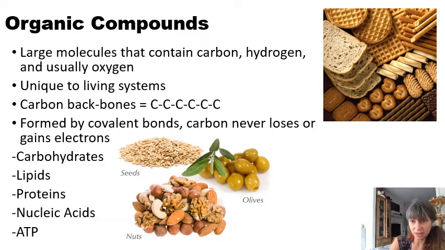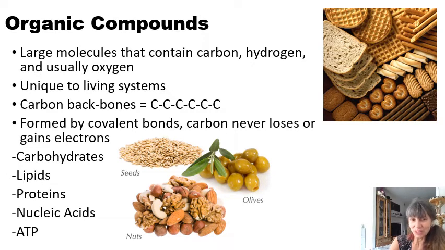Large organic compounds are referred to as macro, which means huge, molecules. These large organic compounds, or macromolecules, are unique to living systems. They often have long chains of carbon backbones where carbon is covalently bonded to carbon, is covalently bonded to another carbon, etc. And carbon forms covalent bonds.